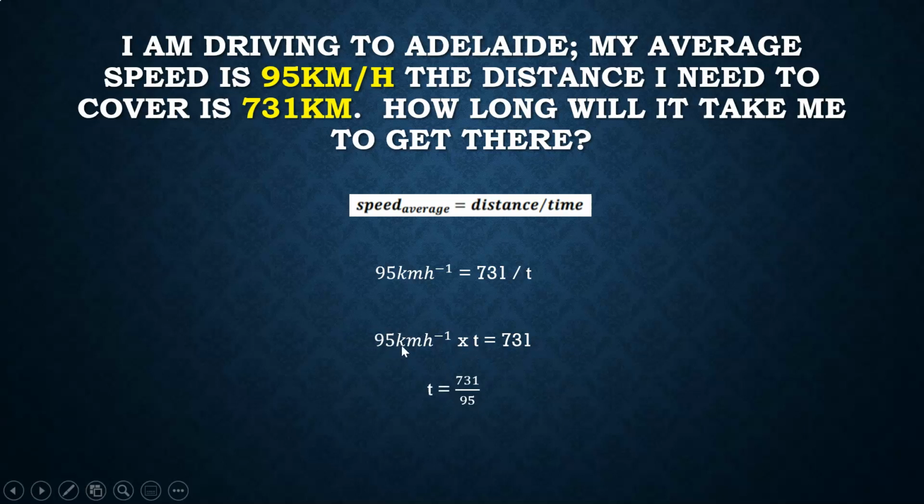Now, to remove the speed from that side, we're going to divide by 95, and what we do to one side, we then have to do to the other. So we're now dividing that side by 95. So we've then got our calculation here, which we can do. 731 divided by 95, by my calculations, gave us 7.69 hours to get to Adelaide.